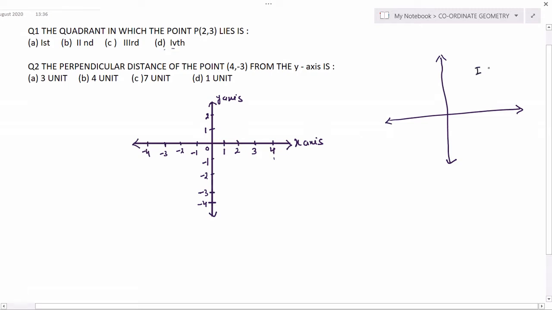This is known as the first quadrant, and this is known as the second quadrant. This is the third quadrant, and this is the fourth quadrant, right? Now this horizontal line is known as the x-axis and the vertical line is known as the y-axis. The point where these two lines meet is known as the origin, right? These lines are divided with equal units.